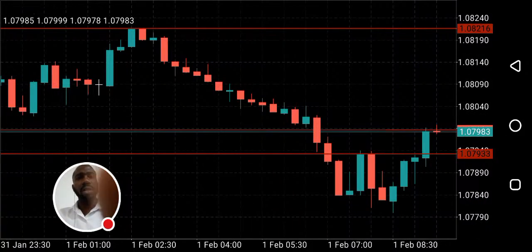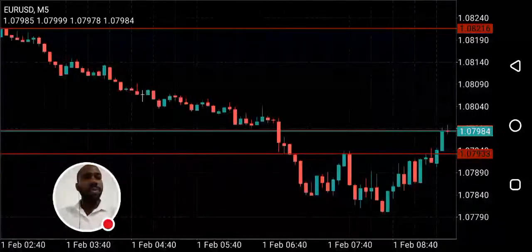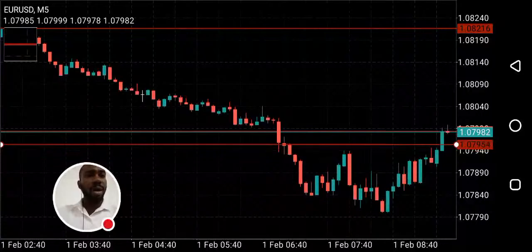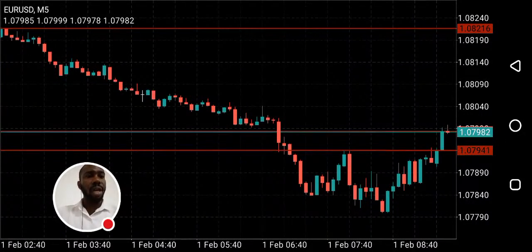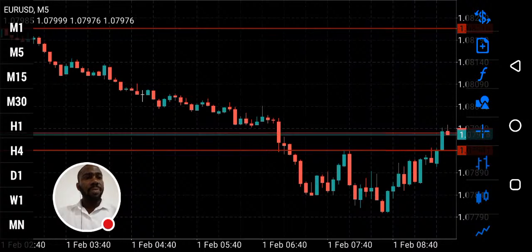Let's go to 5 minutes. So you see there is a shift in market structure. You can see this is a shift in market structure on 5 minutes. Can you see that? There's a shift in market structure.